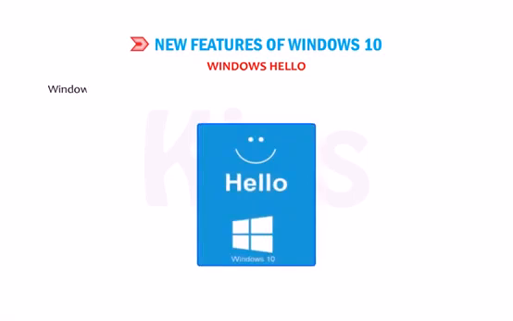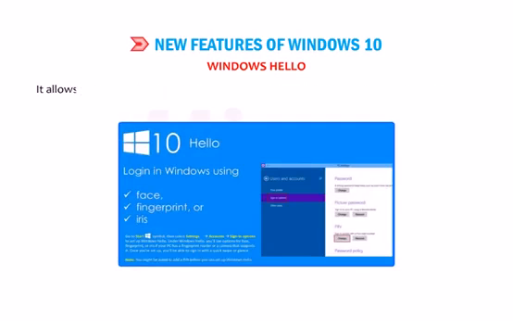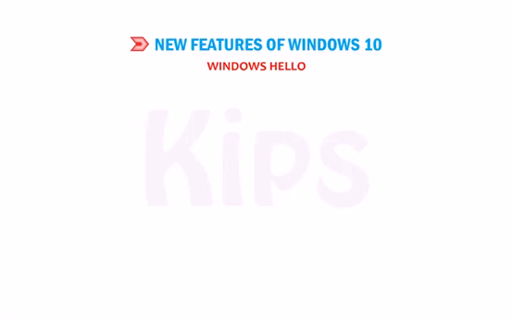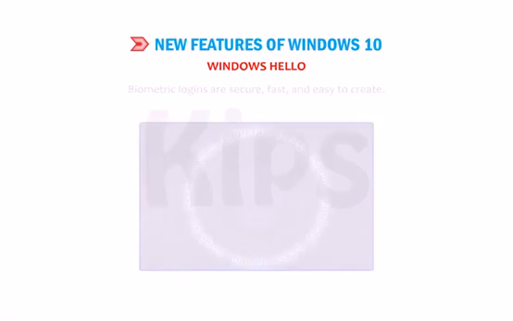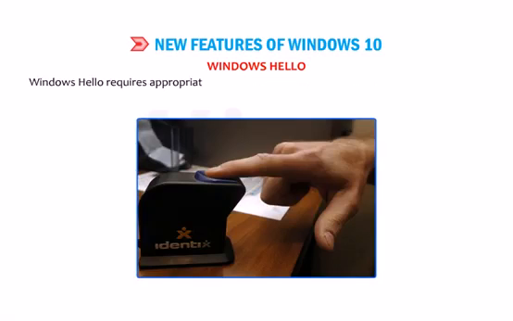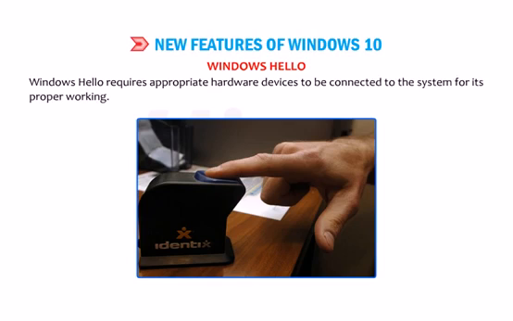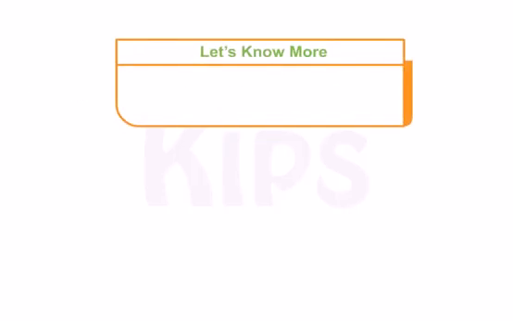Windows Hello. Windows Hello is Microsoft's new built-in biometric security system for Windows 10. It allows you to sign in to your system using data like fingerprint, face, or iris recognition. Biometric logins are secure, fast, and easy to create. Windows Hello requires appropriate hardware devices to be connected to the system for its proper working. Students, let us know more.